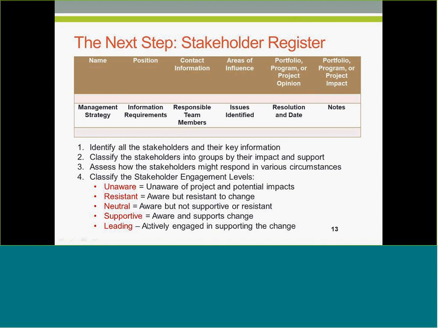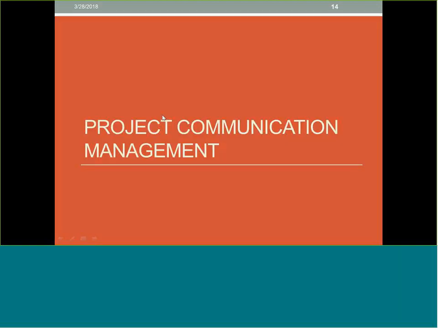Stakeholder engagement levels can be classified as you're seeing here: resistant, neutral, supportive, and leading. Resistant stakeholders can be users, for example, that don't want to change, right?